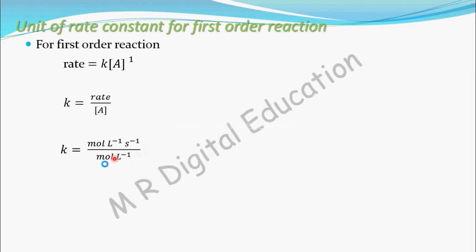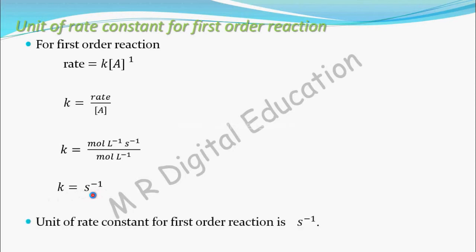Now cancel these two, mole per liter and mole per liter. What is left? Only per second is left. K equals per second. So for a first order reaction, the unit of rate constant is per second. Remember this one. This is the most commonly used unit because most reactions are first order reactions.